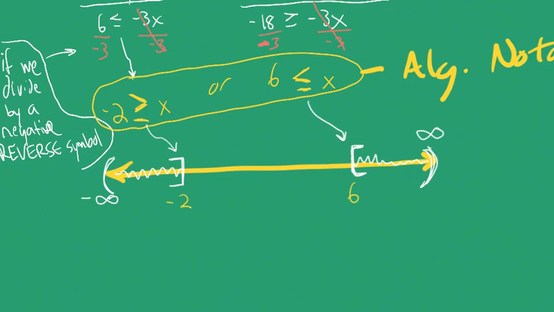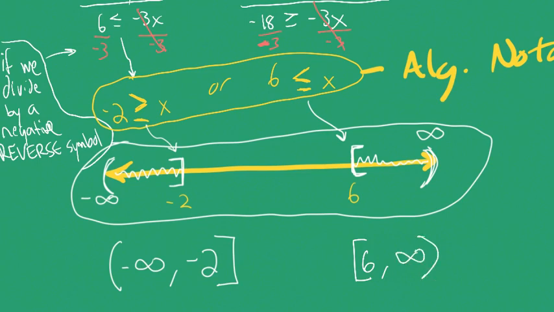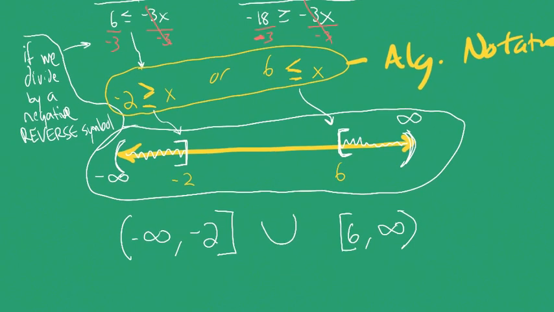And then our interval notation looks just like the graph. So this is the graph. And then our interval notation starts at -infinity with the parentheses, goes all the way up to -2. And then at the 6, we've got a bracket going all the way up to infinity, where we've got a parentheses, and we put that union symbol in the middle.